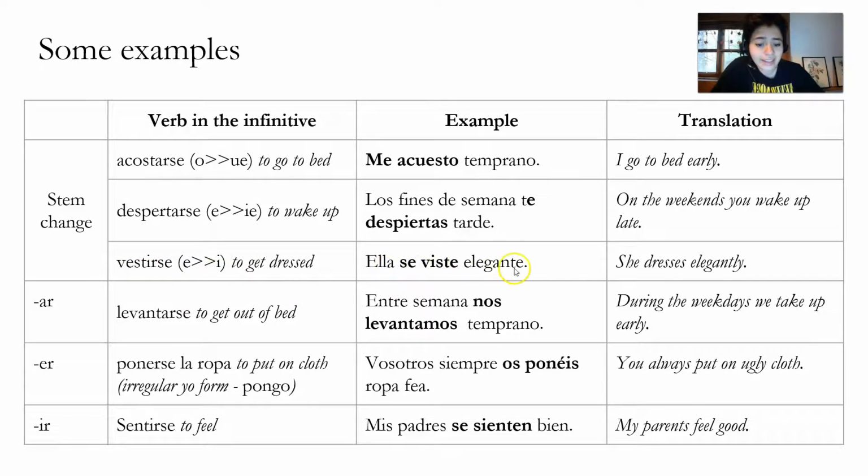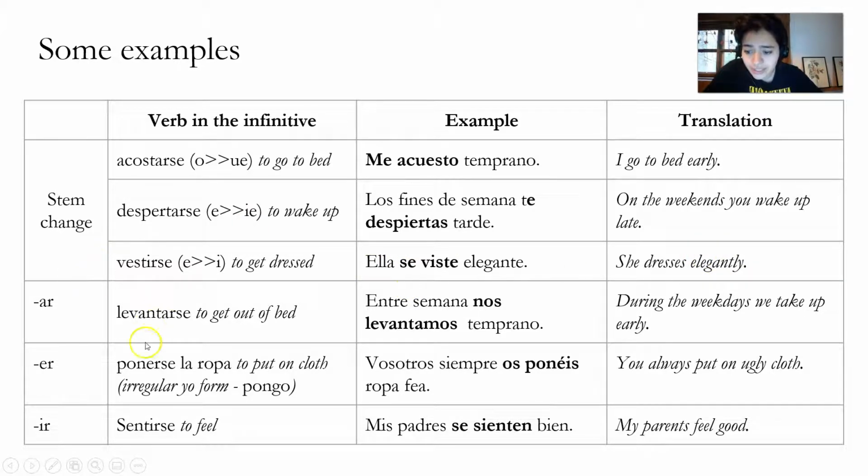So, ella se viste elegante. Se is the reflexive ending in the infinitive form, and then when you conjugate the verb, the reflexive ending comes to form a reflexive pronoun that agrees with the subject. In this case, the subject is ella, so the verb agrees with ella, viste, and the reflexive pronoun also agrees with ella. She dresses elegantly.